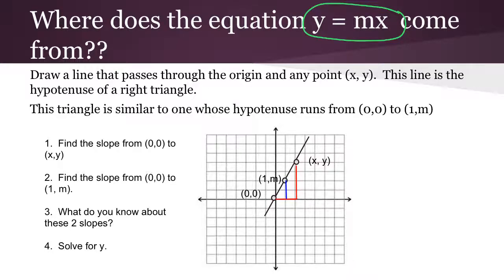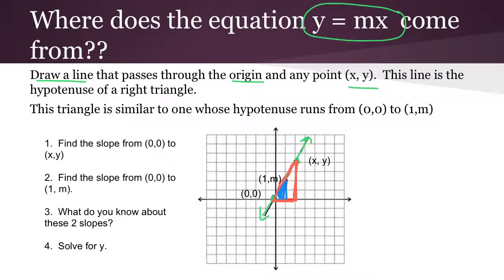So what I did was I drew a line that passed through the origin and any ordered pair (x, y). So it went from here to here. So we're talking about this line right here, and this is the hypotenuse of a right triangle. I'm telling you that the triangle is similar to one whose hypotenuse runs from (0, 0) to (1, m). All right, so I have the little blue guy right here, and then I had a larger red guy right here.